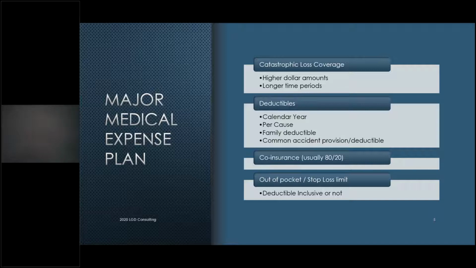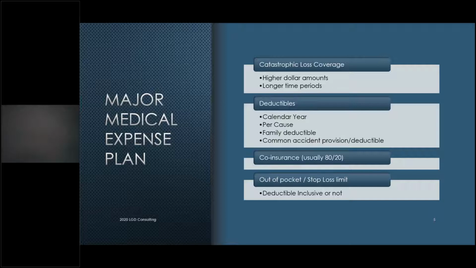It's more of a catastrophic loss coverage. It's going to give you higher dollar amounts and also give you a coverage for longer time periods. Now, some characteristics of this, now we have deductibles. There's different types of deductibles. The most common one is a calendar year deductible. So let's say you bought a policy, your calendar year runs January through December. You have a $250 deductible. If you go to the doctors in February, you pay the first $250 of any loss, right?